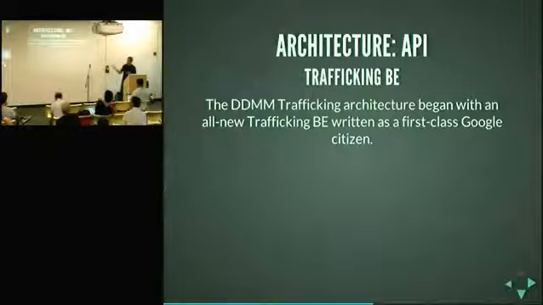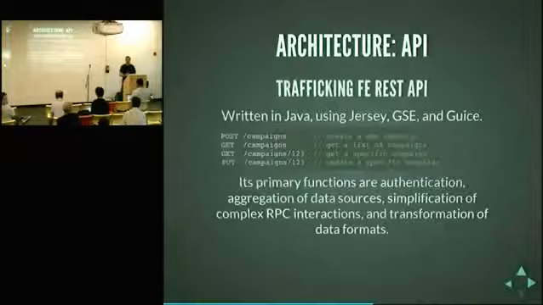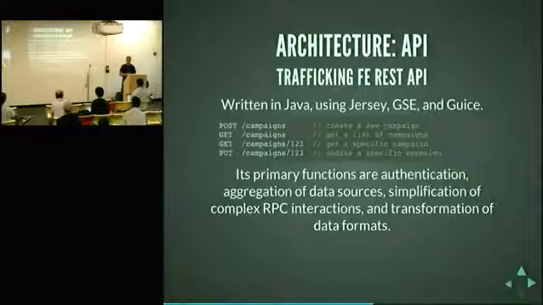So the first question we asked ourselves is, we have this back-end service that has an RPC mechanism that you don't put right on the internet. So we needed some intermediary to basically allow the browsers to connect to this back-end service. So what we wrote was a trafficking front-end REST API. This was a custom server written in Java using Sun Jersey, which is a REST framework, GSE, which is Google's servlet engine, which I think has an equivalent open source, but it's basically just a servlet container, and Juice, which is the dependency injection framework.